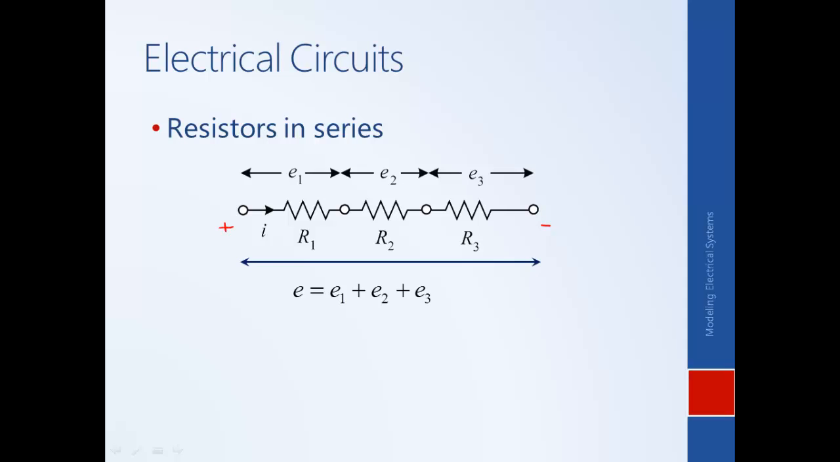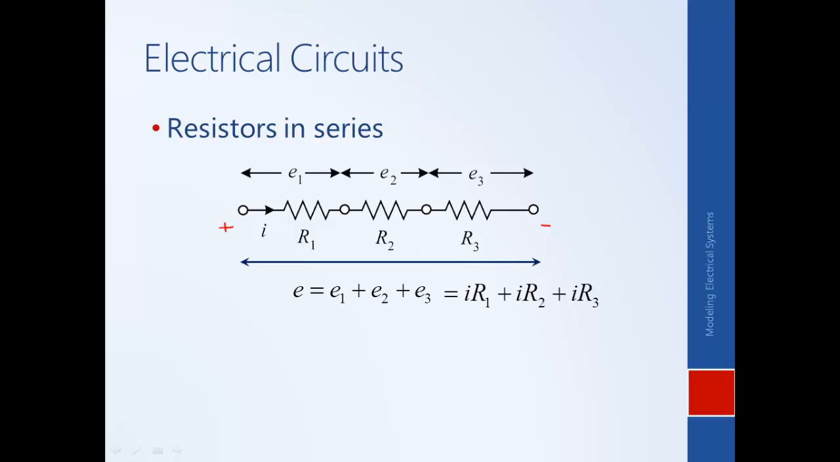Applying Ohm's law to each resistor individually, recall that voltage across the resistor is equal to current through the resistor times the resistance, where again all 3 resistors have the same current I. So E1 is equal to I times R1, E2 is equal to I times R2, and E3 is equal to I times R3.